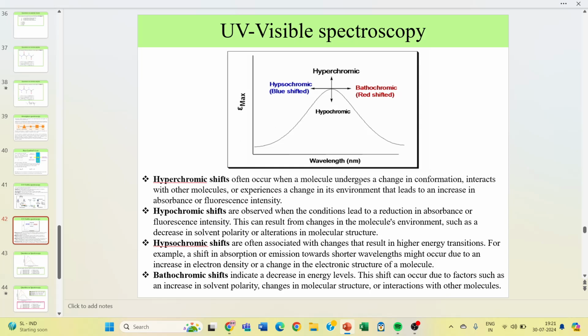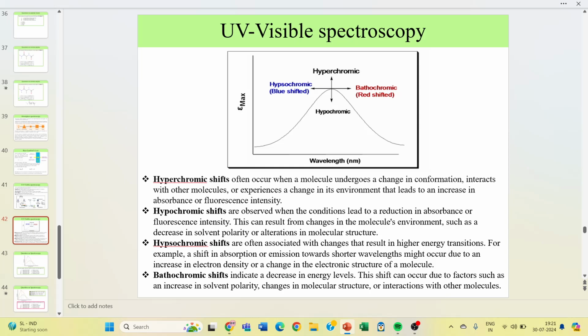This happens when a molecule undergoes a change in conformation, interacts with other molecules, or experiences a change in its environment that leads to an increase in the absorbance or fluorescence intensity. Then there is hypochromic. Hypochromic should definitely come down, right? This happens when there is a reduction in absorbance or fluorescence intensity. This can result from changes in the molecule's environment, such as a decrease in solvent polarity or alteration in the molecular structure.